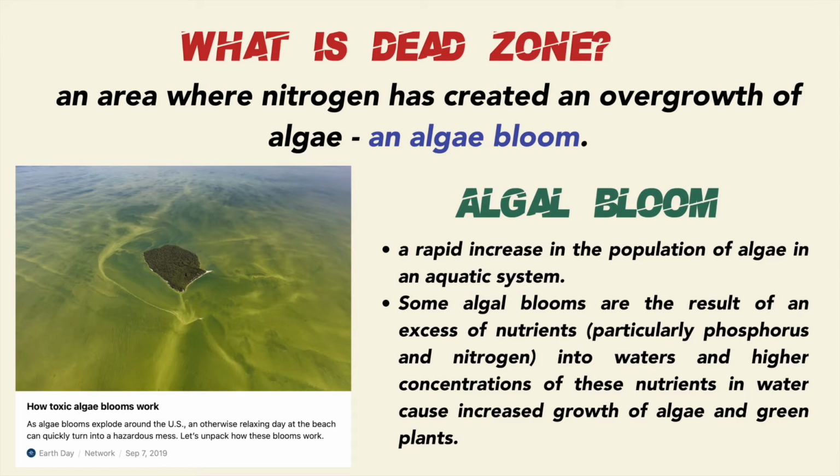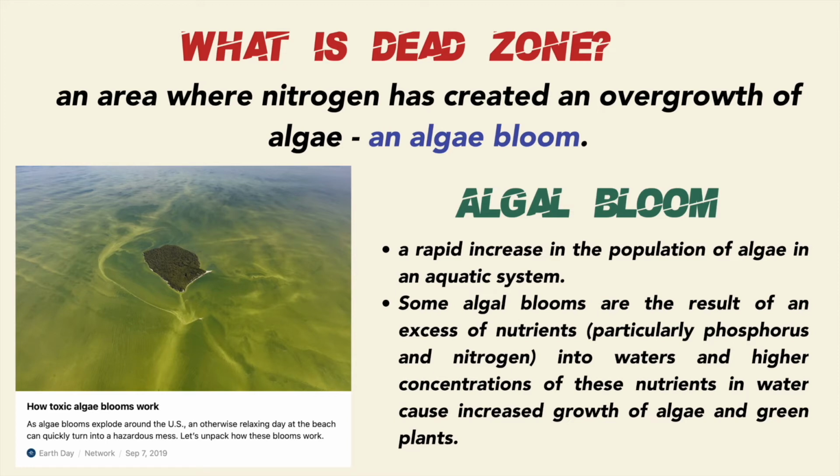Some algal blooms are the result of excess nutrients, particularly phosphorus and nitrogen, entering waters, and higher concentrations of these nutrients in water cause increased growth of algae and green plants. Some of them are toxic, killing fish and marine birds and mammals. Whether they are directly toxic or not, when the algae die and decompose, the process takes up all the oxygen in the surrounding water, and with little or no oxygen, most marine life cannot survive.